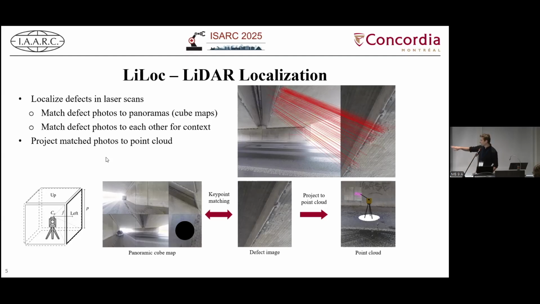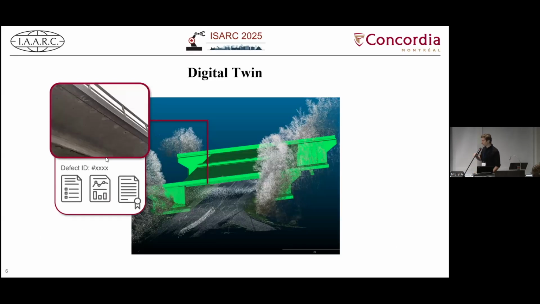Once we have any matches, we can then project that back onto the point cloud, and that gives us a 3D position in the end. And this is our final goal, that we have a digital twin where we have the location of each defect photo with all the metadata on there on a 3D model.